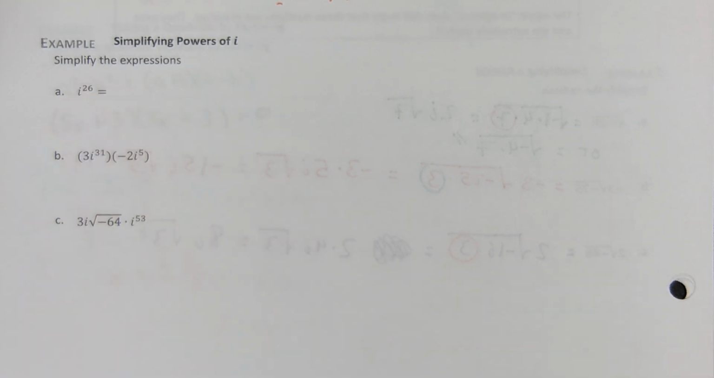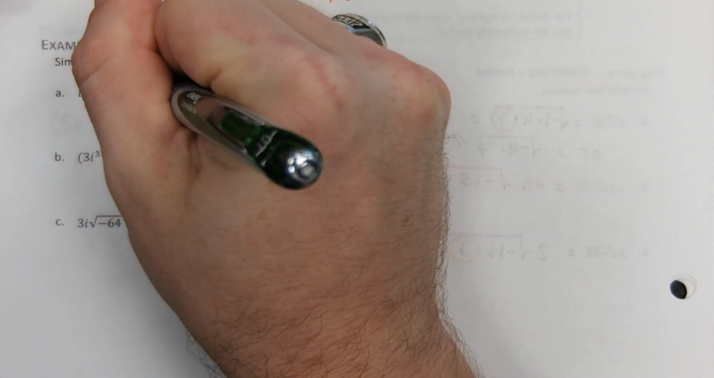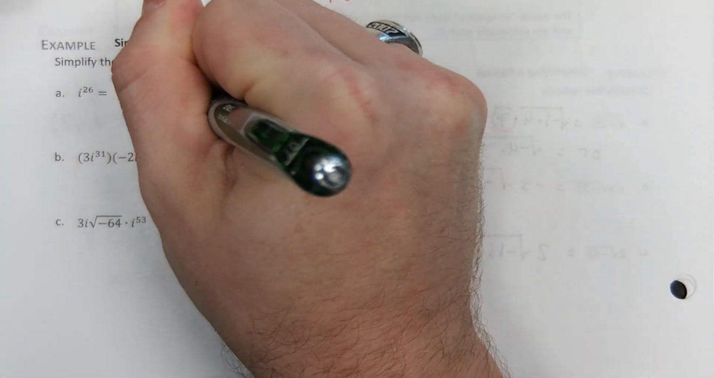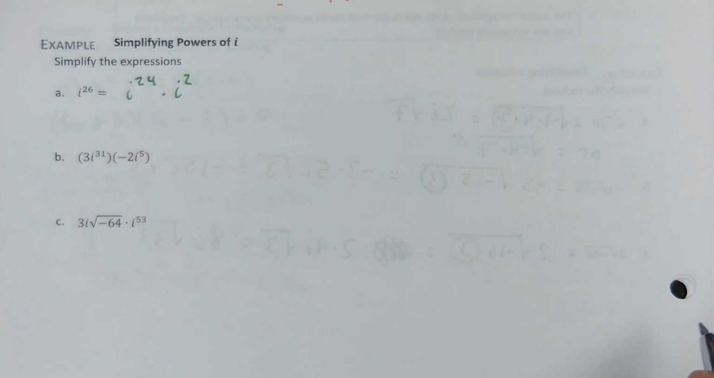26 is not a multiple of 4. You want multiples of 4. When i's exponent is a multiple of 4, you get the number 1. So 26 is not a multiple of 4. What number that's a little bit smaller than 26 is a multiple of 4? 24. So instead of saying i to the 26th, we're going to say it's i to the 24th times i squared. When you multiply two numbers with the same base, you add the exponents. You learned that in Algebra 1. x times x is x squared because you're adding the exponents. So i to the 24th times i to the 2nd is i to the 26th.